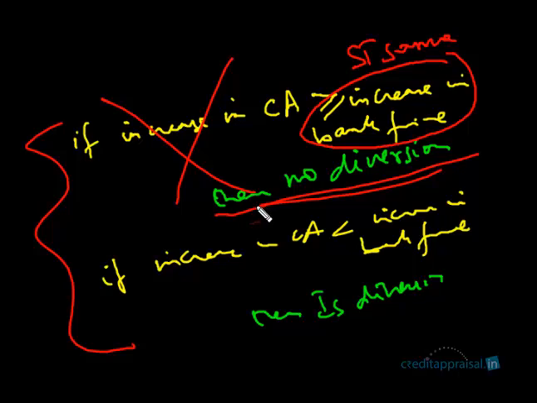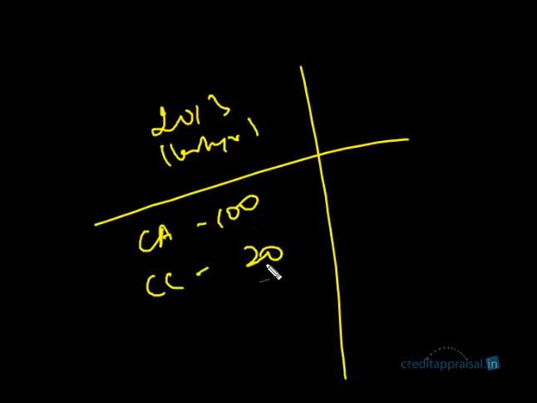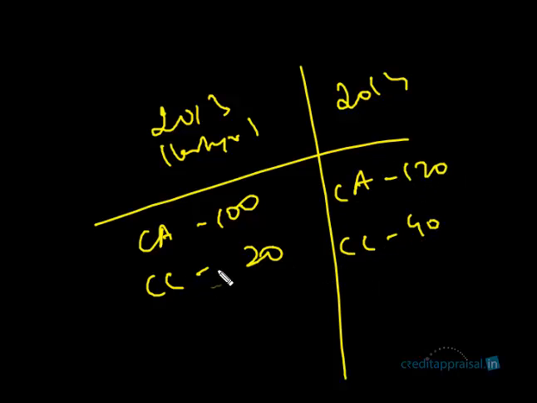So what if the scenario actually was this: last year, current assets was 100, CC was 20. Now we are saying in 2014, current assets increased to 120, CC was 40, so no diversion of funds. But actually the position was, there was another component called creditors. It was 10 last time, and now it is 40.